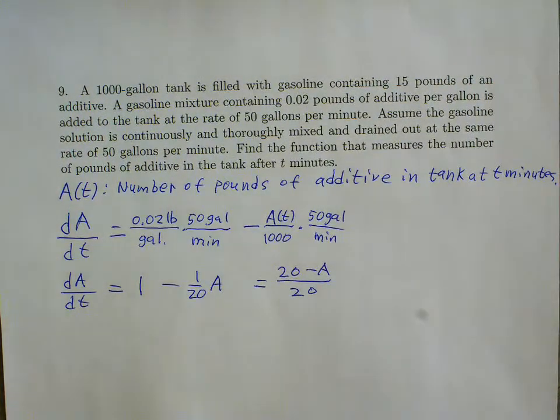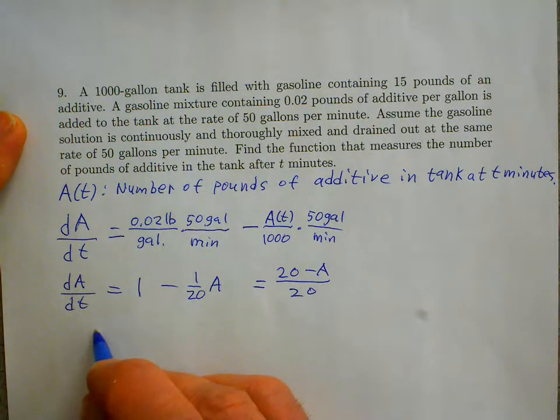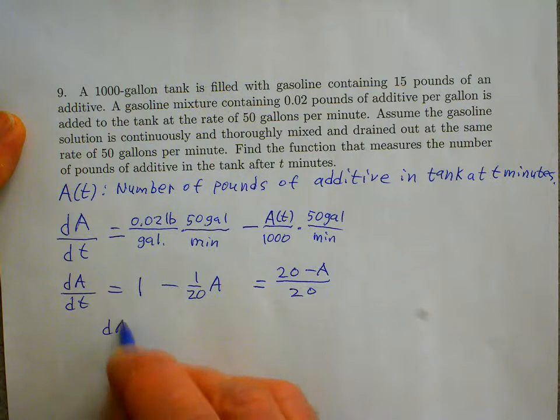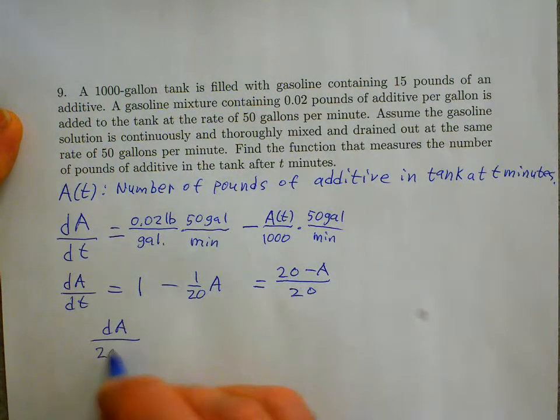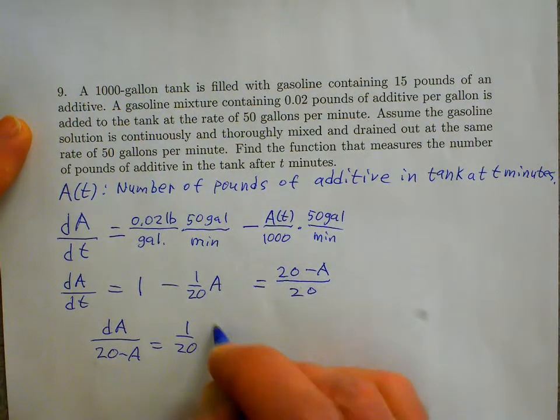And what we have is a separable differential equation. So when we separate the variables, we get the differential dA divided by 20 minus A equals 1/20th dt.